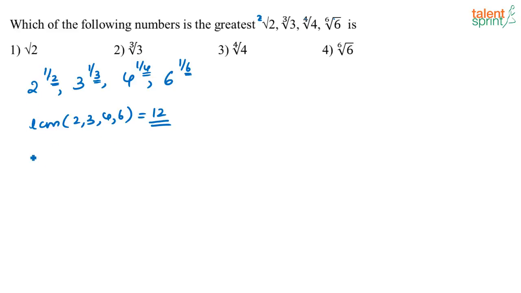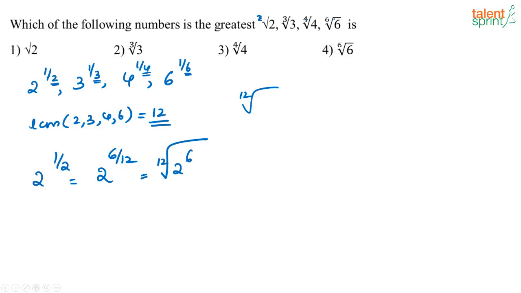See, 2 to the power 1 by 2. Now how can I express it in terms of 12th root? I can write it as 2 to the power of 6 by 12, or I can write it as 12th root of 2 to the power 6. Both are the same. Basically what I am trying to do is express each of the given surds in terms of the same order, or the same power. So 2 to the power 1 by 2 is 2 to the power of 6 by 12, or the 12th root of 2 to the power 6.